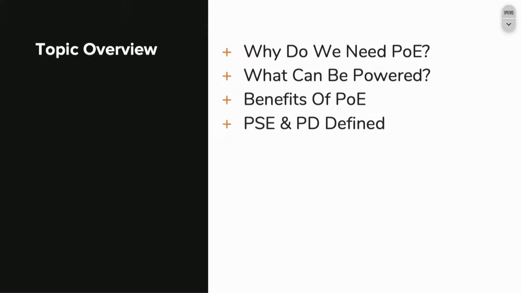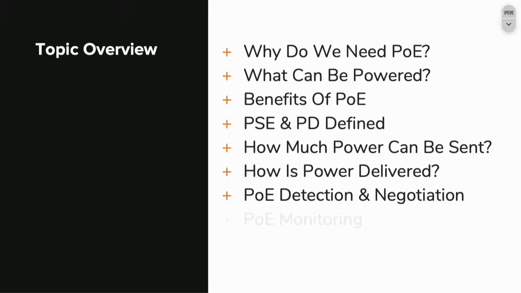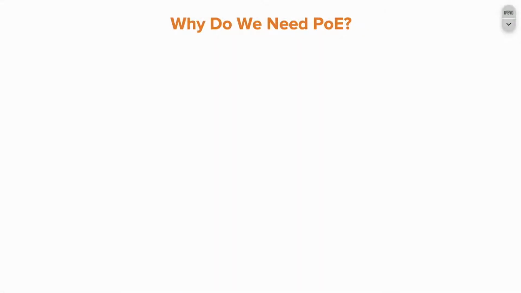These acronyms of PSE and PD will define what they mean. We'll talk about how much power can be sent with power over Ethernet standards. How exactly is the power delivered? Detection and negotiation. How does a power over Ethernet device know that what it's connected to even needs power in the first place? And we'll look at some power over Ethernet monitoring techniques, specifically using a couple of Cisco-specific iOS commands. So let's start with why do we need power over Ethernet?